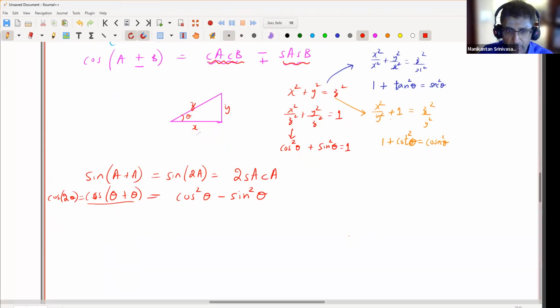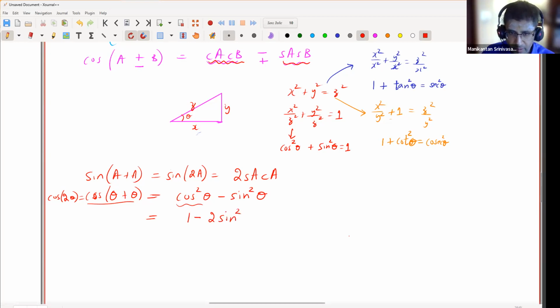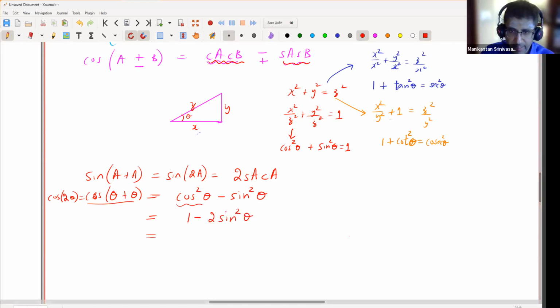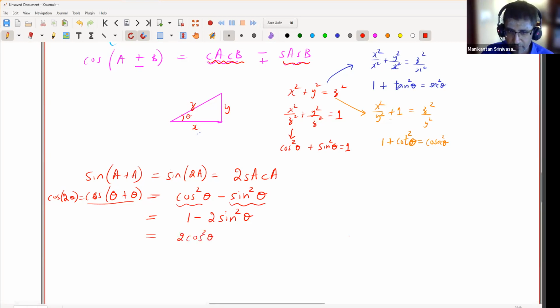Now I can write it in a couple of different variations also. I can replace cos square theta as 1 minus sine square theta. Therefore, I can write 1 minus sine square minus sine square. So it's 1 minus 2 sine square theta. On the other hand, I could replace the sine square theta as 1 minus cos square theta. So it becomes cos square minus, within brackets, 1 minus cos square. So it will become 2 cos square theta minus 1.